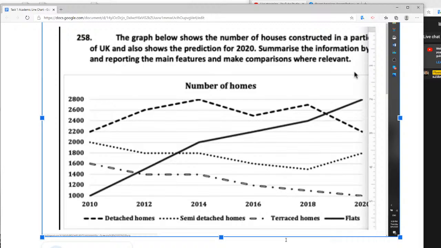Typically, when you get a line graph with more than two lines, two of them, or most of them, will have about the same trend, and then one of them is going to do something crazy and very different, and that's kind of what we see here as well. For flats, that's our solid black line, it's going to be doing something that all the other ones are not doing, and that is going continuously up. So the first step when you have a task one is to take a moment to look and see what the chart's giving you, see what the information is, because you need to be thinking about your overview.